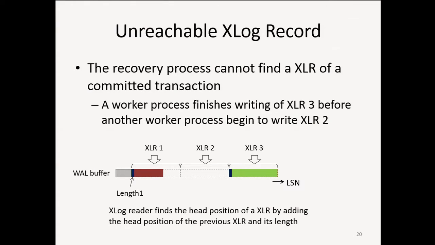This problem occurs when the DBMS uses the pipeline flush XLog flush mechanism. If recovery is carried out using this WAL buffer, the XLog reader cannot find this XLog record 3, because the XLog reader cannot know the length of XLog record 2.